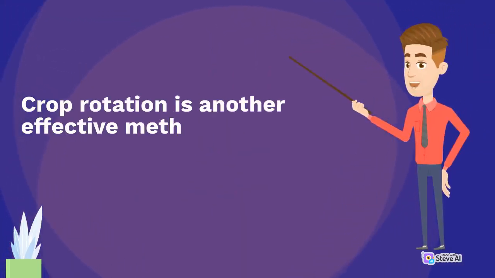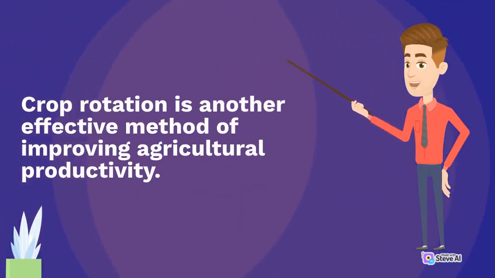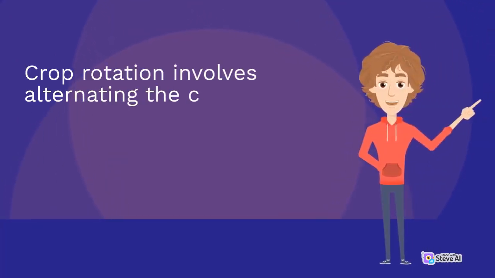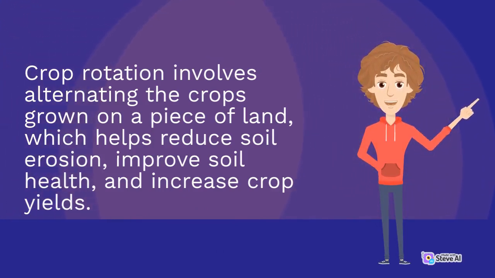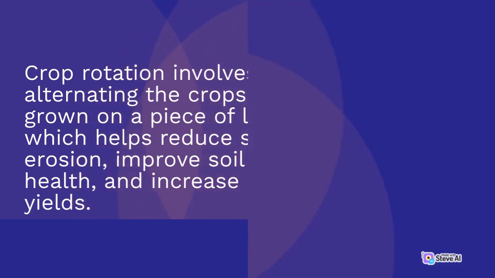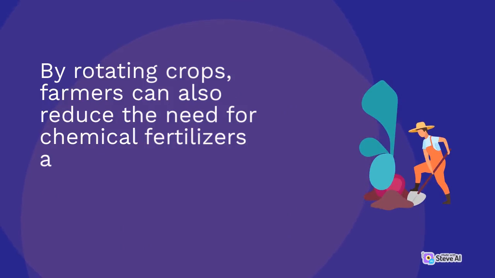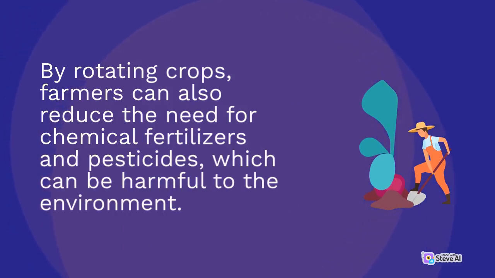Crop rotation is another effective method of improving agricultural productivity. Crop rotation involves alternating the crops grown on a piece of land, which helps reduce soil erosion, improve soil health, and increase crop yields. By rotating crops, farmers can also reduce the need for chemical fertilizers and pesticides, which can be harmful to the environment.